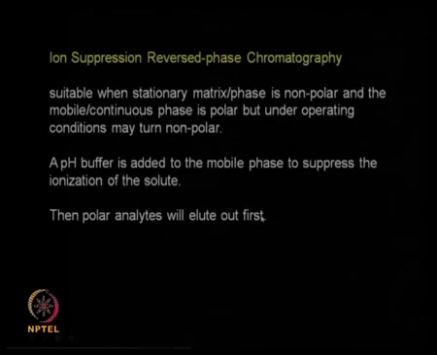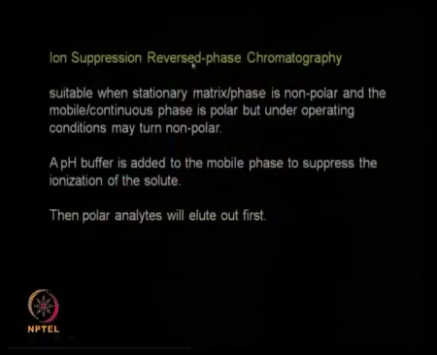So if the analyte or the solute is in ionized form, then you are going to have a problem, the separations will not be very good. So by suppressing the ionization, we now have a polar non-ionizable product and non-polar material, and the stationary phase is a non-polar or reverse phase material. So the ion suppressed polar material will come out first. So this is called ion suppression reverse phase chromatography.